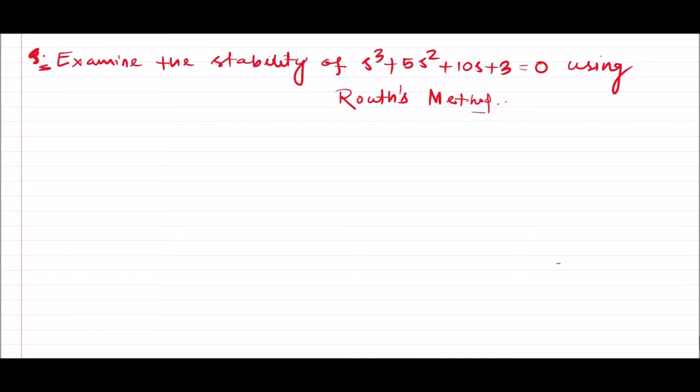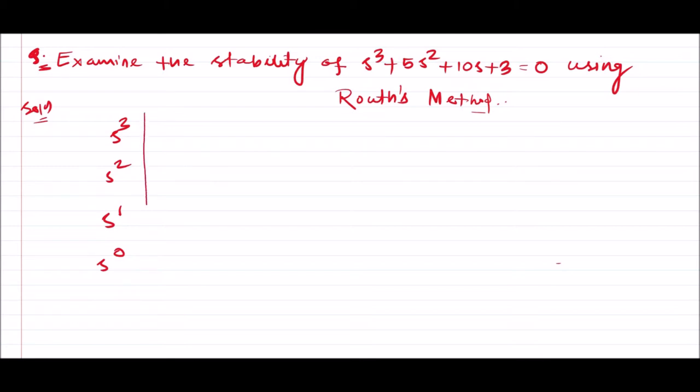Now, according to the Routh stability criteria, we will arrange the coefficients in an array, which is called the Routh's array. For that, we will first write down the powers of s from the highest order down to s^0. My first value will be s^3, because the highest power here is 3. Then s^2, then s^1, and finally s^0, which is the lowest power of s.